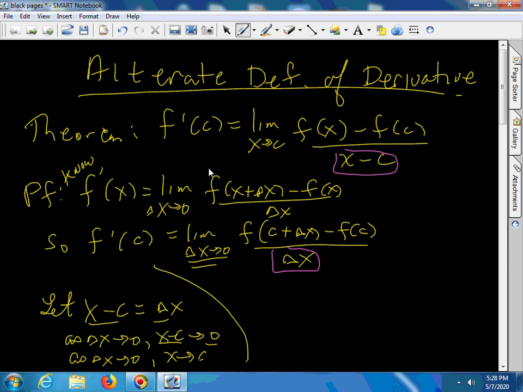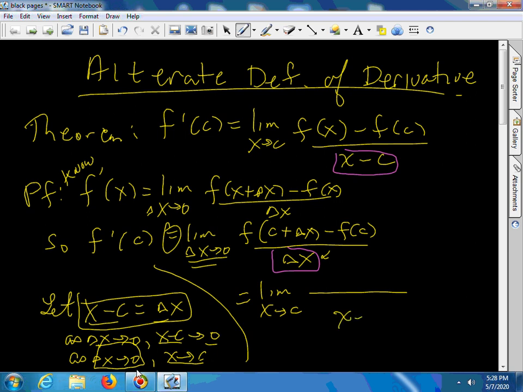So we have equals the limit. So instead of delta x going to 0, I'm going to say x goes to c. And in the bottom, instead of writing delta x, I'm going to write x minus c. And the nice part here is I have minus f of c.